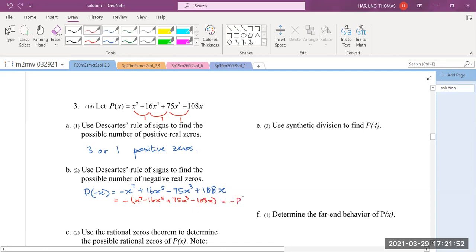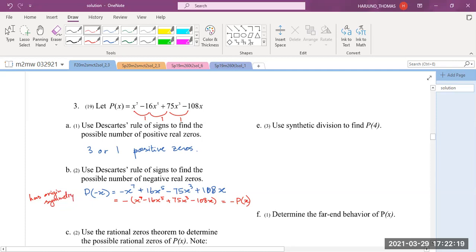This implies this function is actually an odd function. It must have origin symmetry. Now, that's a big help. That's a very big help. Okay? That's a big help. This has origin symmetry. Not always though, in this case only.